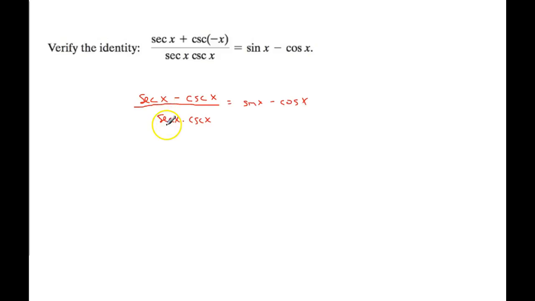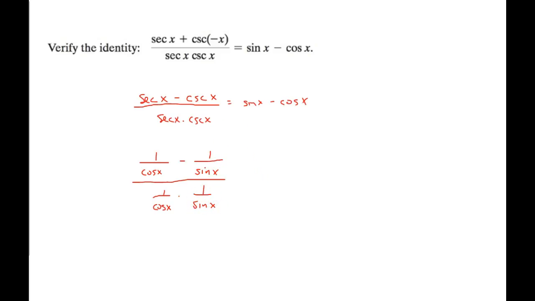Again, it doesn't really matter how you proceed through this, but I would strongly encourage you at the start to just rewrite these in terms of their sine and cosine definitions. So cosecant is 1 over the sine, secant is 1 over the cosine, and then down here I've got a 1 over cosine times 1 over sine.